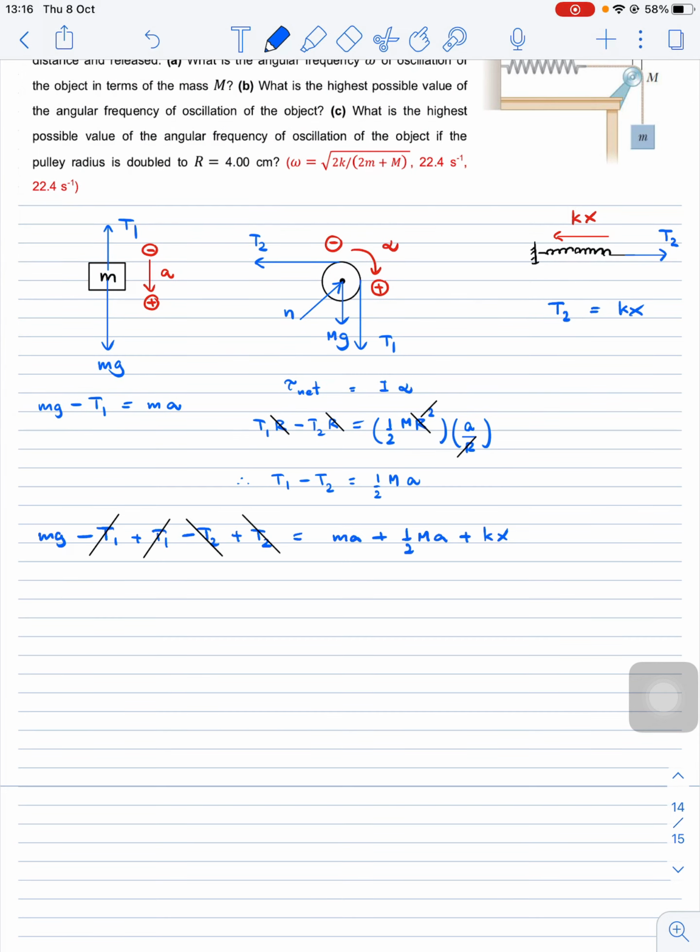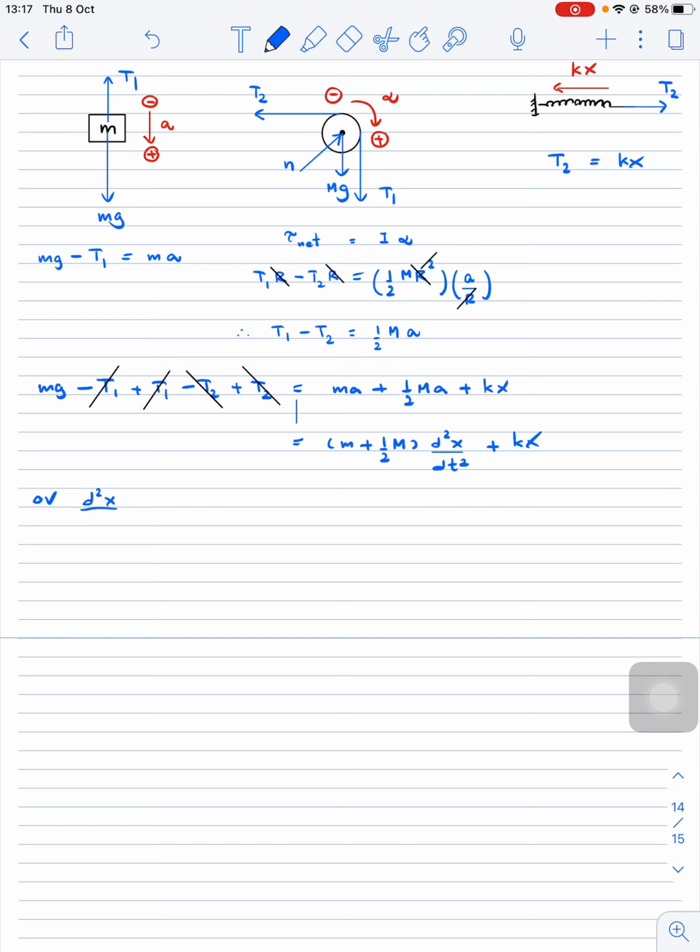Okay, then we can just rearrange the equation. Let's simplify this one first. We have the small m plus 1/2 times the capital M. And for the a, we can write it as d squared x by dt squared, plus k times x. Or we can get that d squared x by dt squared, plus k over (m plus 1/2 M) times x, must be equal to m over (m plus 1/2 M) times g here. Okay, and that's it.